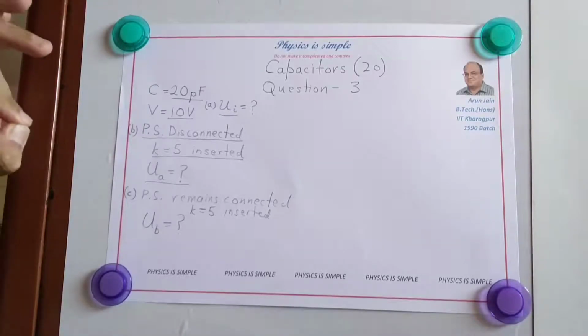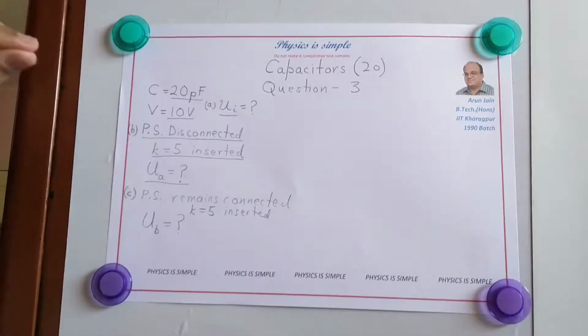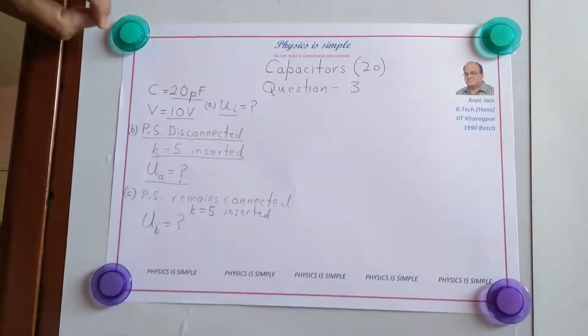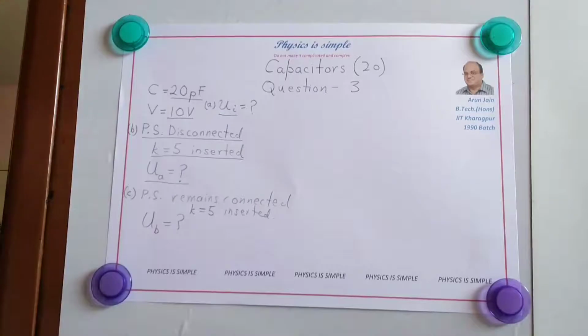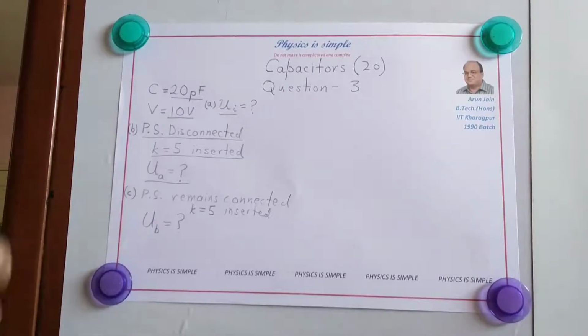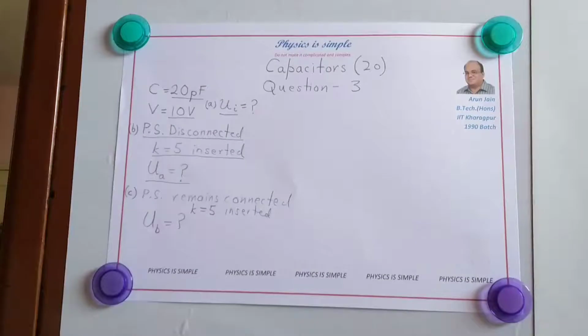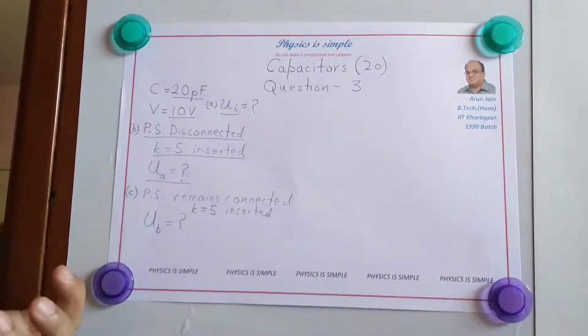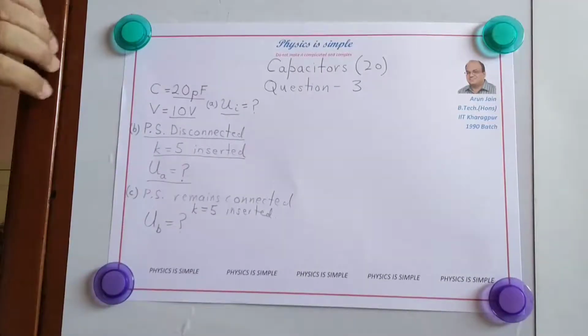In the third part, the power supply remains connected. After charging the capacitor, we keep the power supply connected, and now we insert the same glass slab of dielectric constant K equal to 5. Now what will be the energy stored in the capacitor in this case?